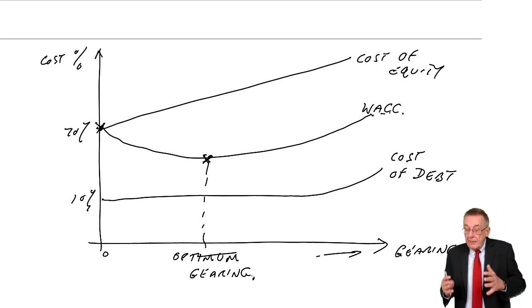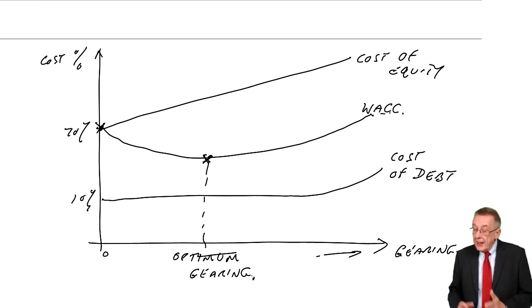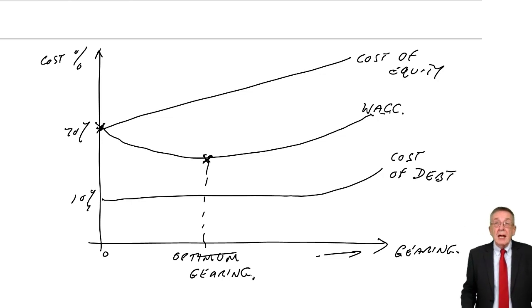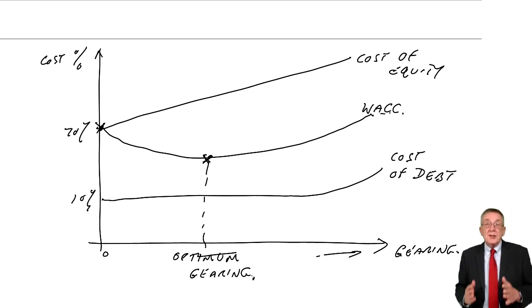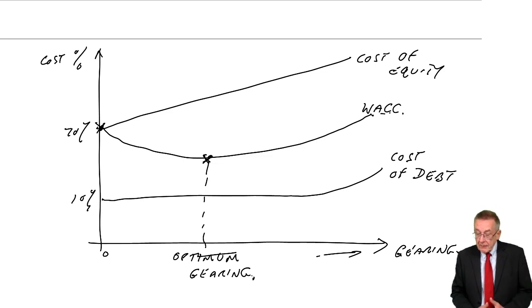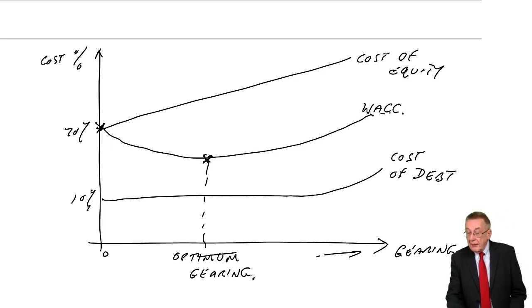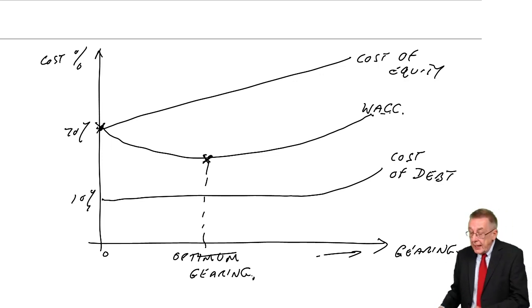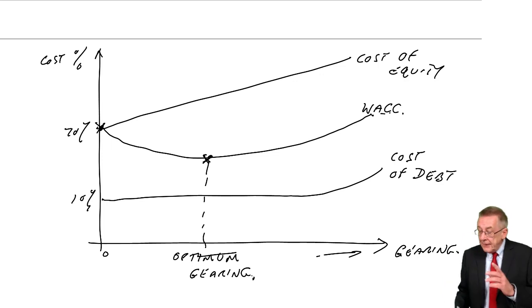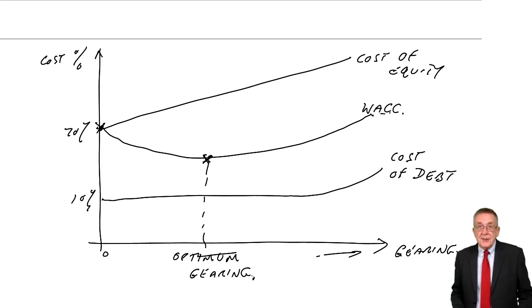Any company, according to traditional theory, should get to that level of gearing at which the overall cost, the weighted average, is a minimum. And what are the implications of that? Well, as I say, they should aim for that level of gearing. The problem is that how do we know what the optimum level of gearing is?